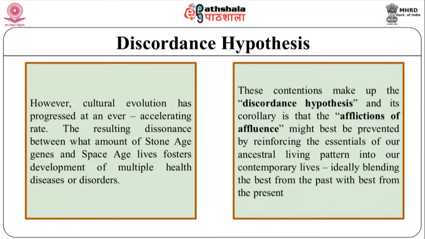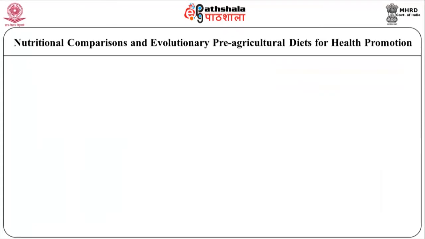These conditions make up the discordance hypothesis, and its corollary is that the afflictions of affluence might best be prevented by reinforcing the essentials of our ancestral living pattern in our contemporary lives, that is, ideally blending the best from the past with the best from the present. Nutritional comparisons and evolutionary pre-agricultural diets for health promotion.